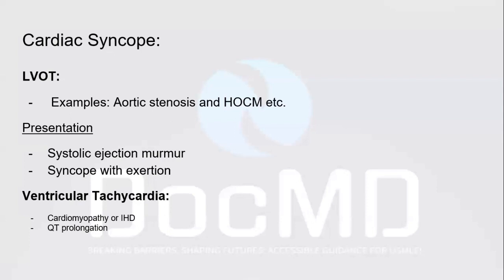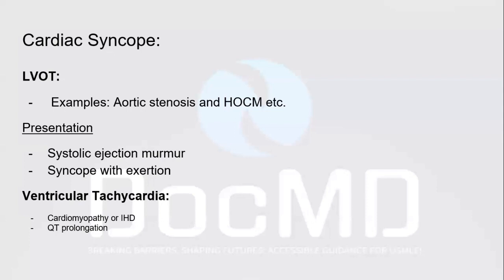If you've done aortic stenosis, you must remember that the mnemonic is SAD: syncope, angina, dyspnea. I don't remember exactly what A was, but S is for syncope, D is for dyspnea. So this all happens with exertion, and we will obviously have a systolic ejection murmur. That's classic for both aortic stenosis and HOCM.